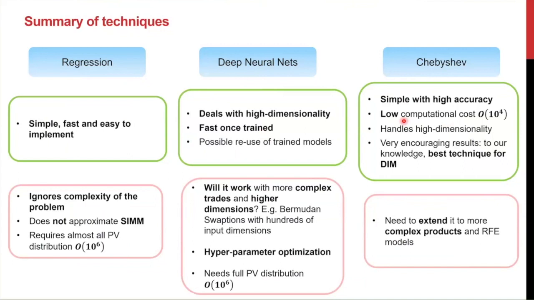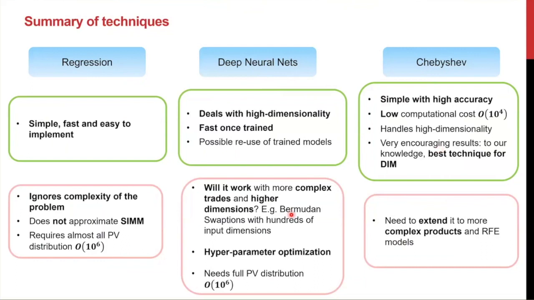Finally, Chebyshev, as we've seen, is a simple technique. It gives you high accuracy when it's implemented appropriately. It has low computational cost, again, when it's appropriately implemented, only 10 to the 4 in the tests that we carried out. It handles high dimensionality in the way that I explained with the composition technique, and gives very encouraging results. I would say, out of what I've seen so far, it's the best technique out there when you put things on a balance in terms of simplicity, cost, and so on. But of course, in particular for dynamic initial margin, we would like to extend the tests to cover different kinds of products and with different kinds of risk factor evolution models.